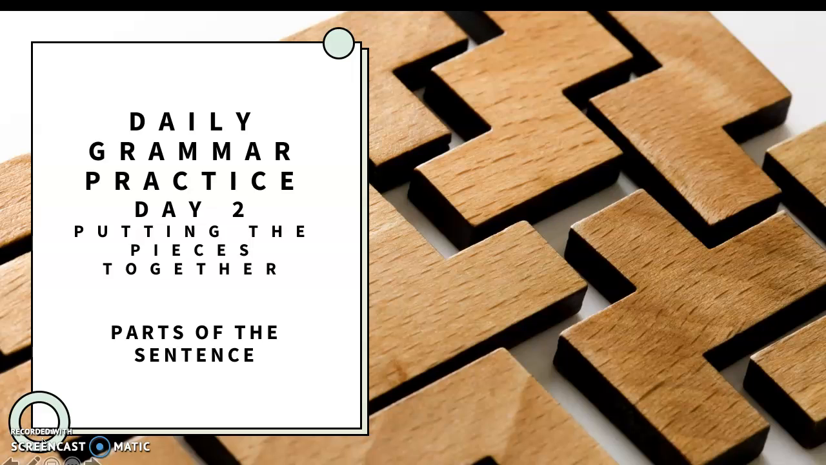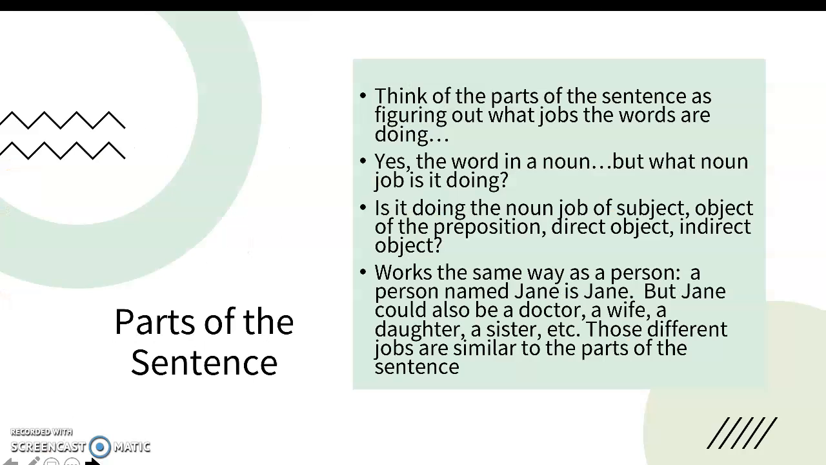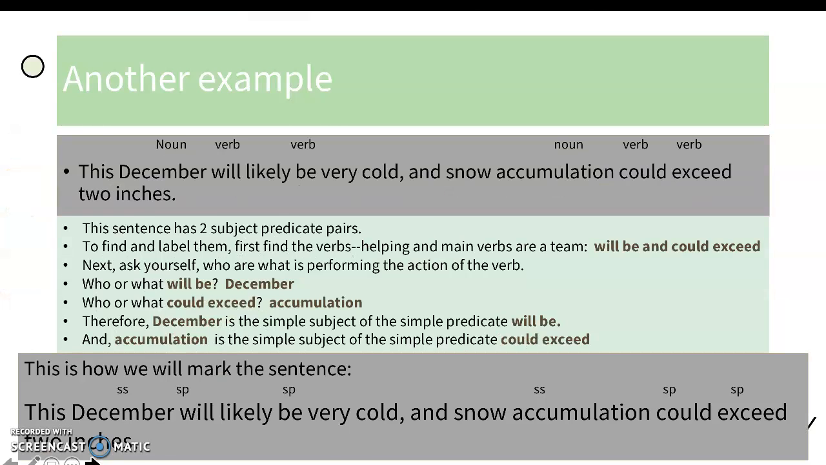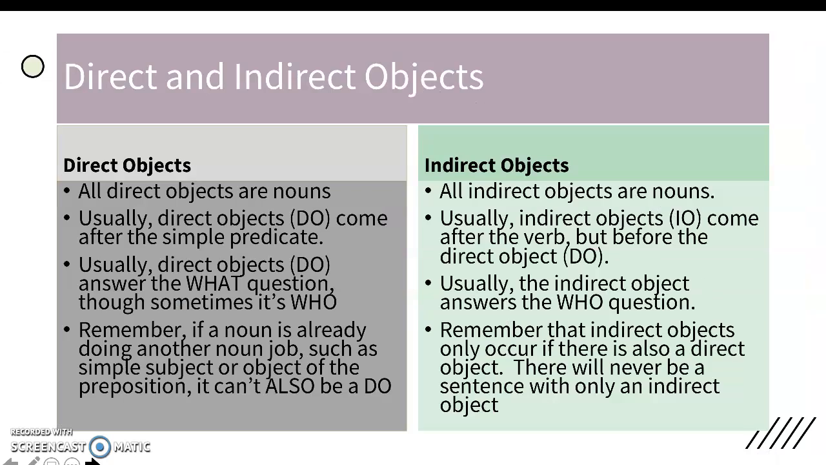Parts of the sentence. Now, this video is actually part 2. In part 1, I went over subject-predicate pairs and prepositional phrases. This video will pick up with direct and indirect objects. So if you need help with subject-predicate pairs or prepositional phrases, please look for part 1 of this video. This is part 2. So we'll head on through the subject-predicate pair slides and the prepositional phrase slides and arrive at the direct and indirect object slide.